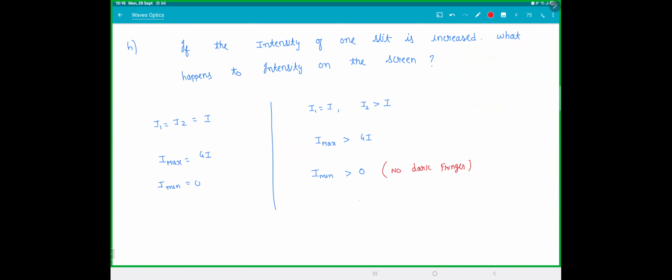You're getting it? So in bright and dark fringes, the intensity increases at both places. Basically, intensity increases everywhere. Previously, dark fringes used to be 0, but now even that will increase. Clear with this?